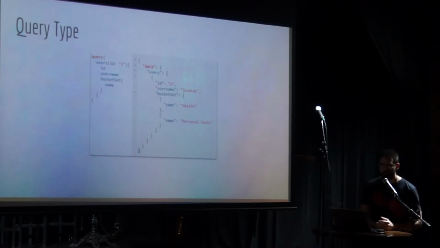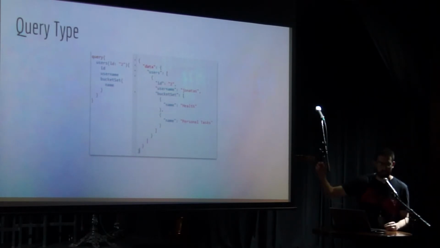And you can see that we can build even more complex queries in GraphQL. So for example, I can just request ID, username, and this user in the database is related to buckets. So I can query the bucket set and the name of the bucket set. So in only one request, really similar to the other one, I can get the information that I need: the username and the names of the buckets related to that username.